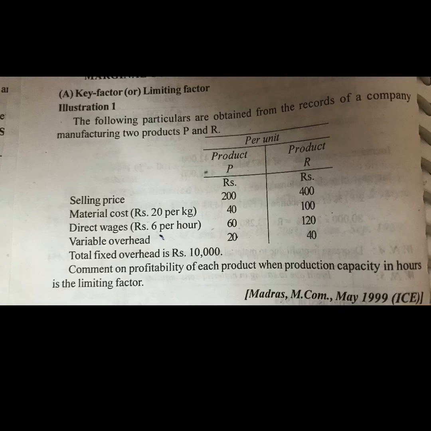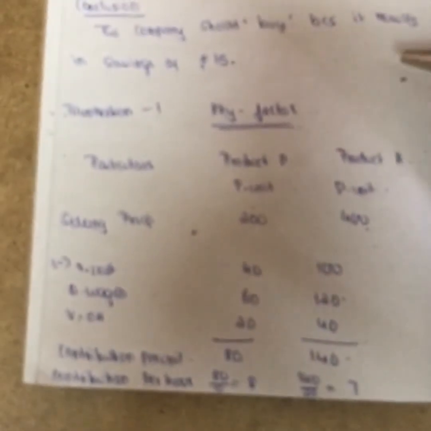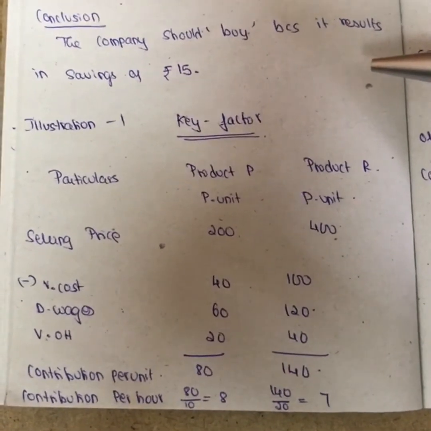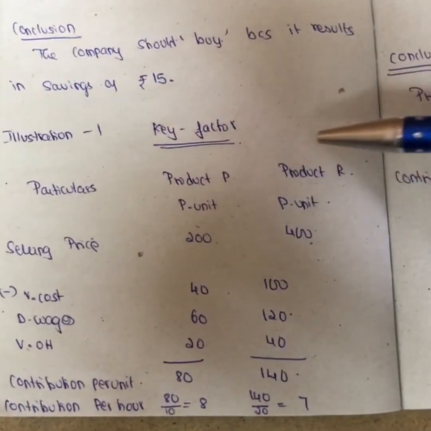There are two limiting factors. One we have to calculate on the basis of hours, the other one we have to calculate on the basis of kgs. Okay, this problem we will see on the basis of hours. Okay, we'll see the solution, girls. So this is the solution, girls. So particulars, product P and product R.